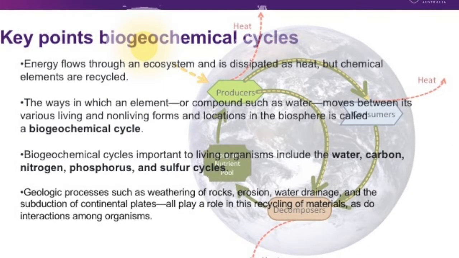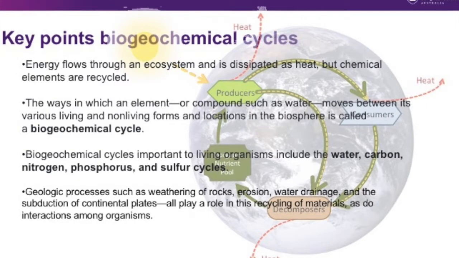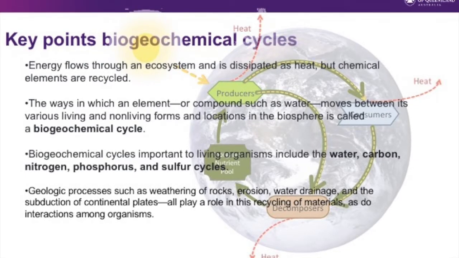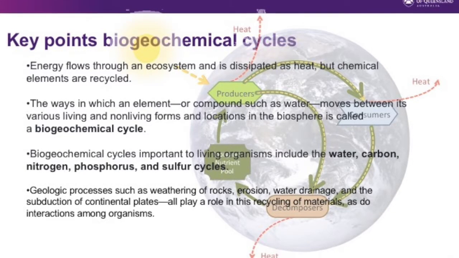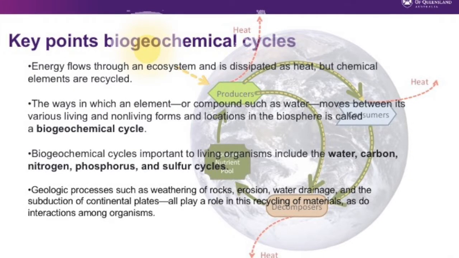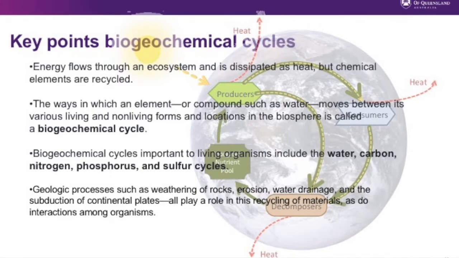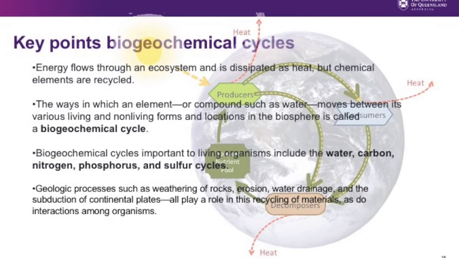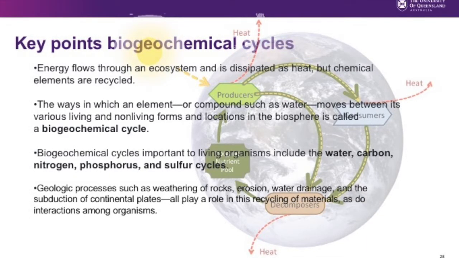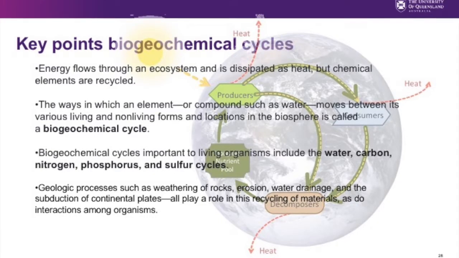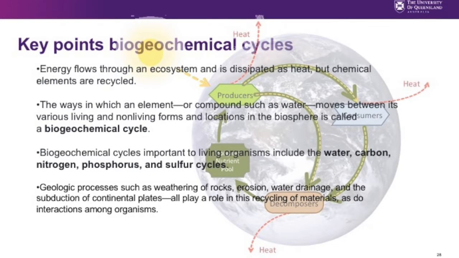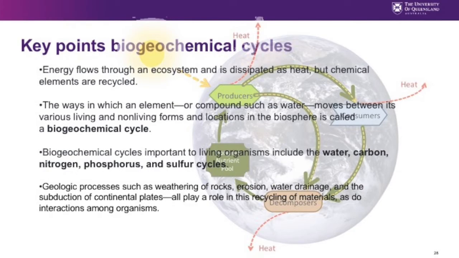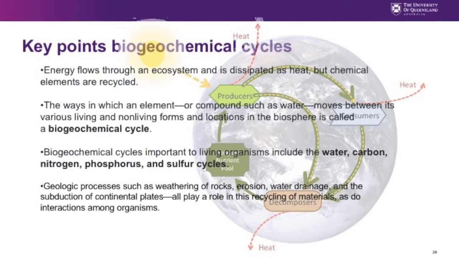The ways in which an element or compound is moved between living and non-living organisms are called biogeochemical cycles. All right. Biogeochemical cycles are important to living organisms and are actually the bones, or the structure, of organisms. So these are carbon, nitrogen, phosphorus, and sulfur. And then naturally, the geologic processes such as weathering of rocks, erosion, and other movement of continental plates play a role in recycling the materials and the interactions among organisms.